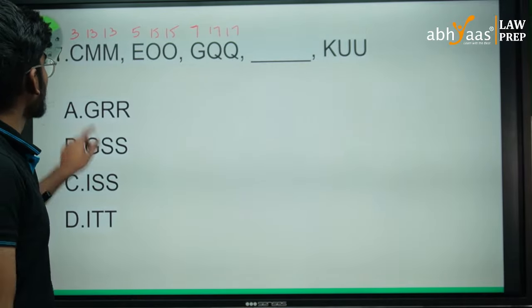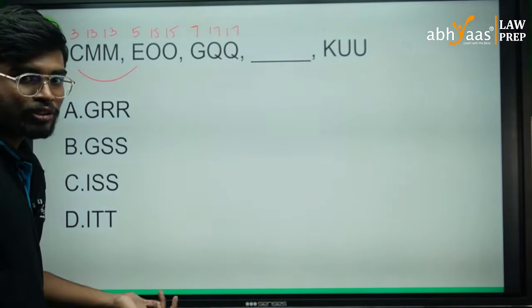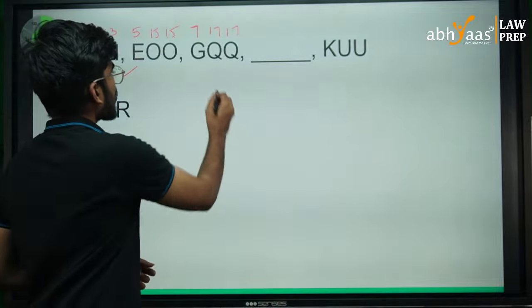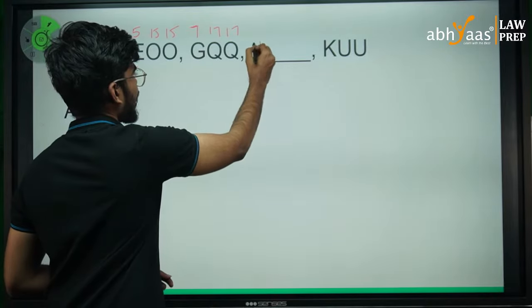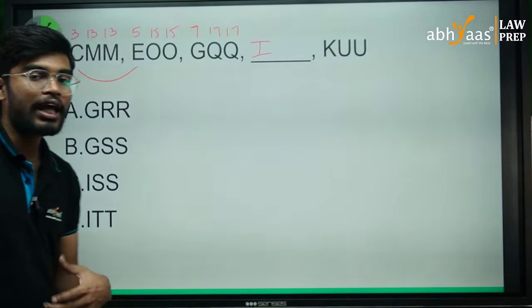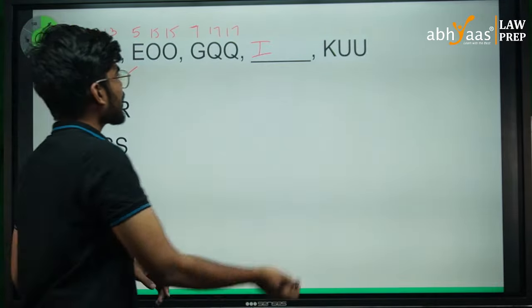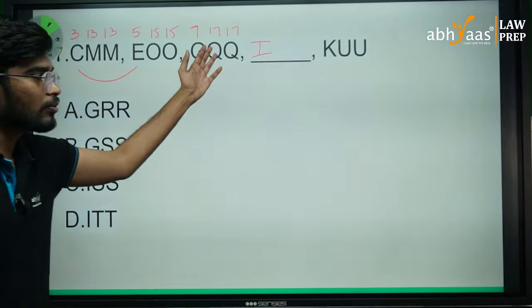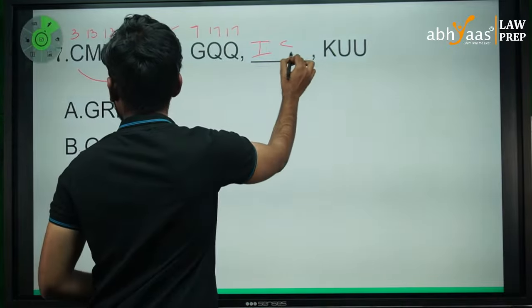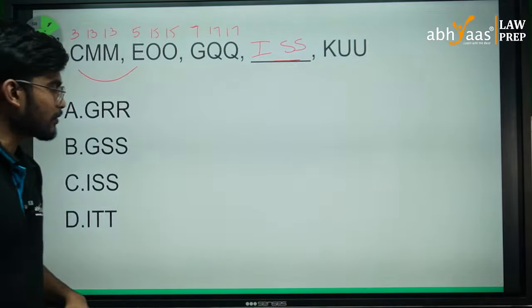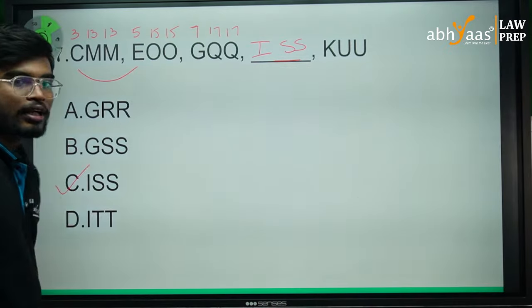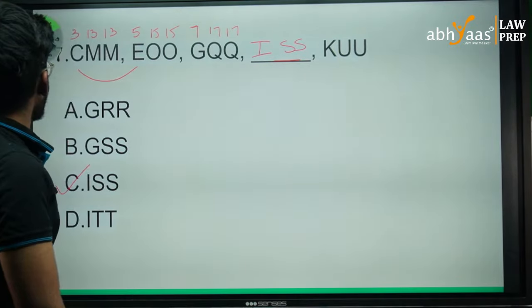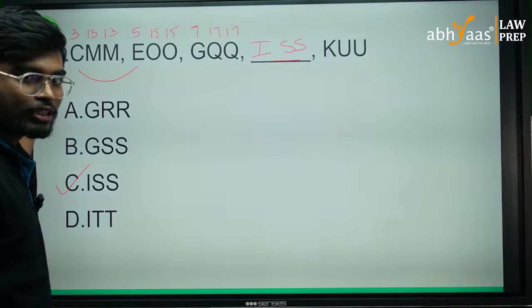What is the series? Each and every letter plus 2 is the series which we have observed. So what is G plus 2? It is I, because I is the 9th alphabet. And similarly, the 19th alphabet. If you don't know what the 19th alphabet is, you can simply count Q, R and S. So ISS is the answer for this question, which is in option C. I hope this is also clear.